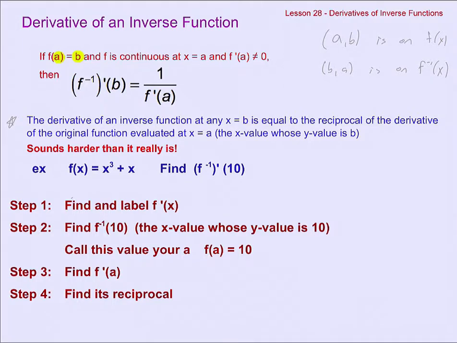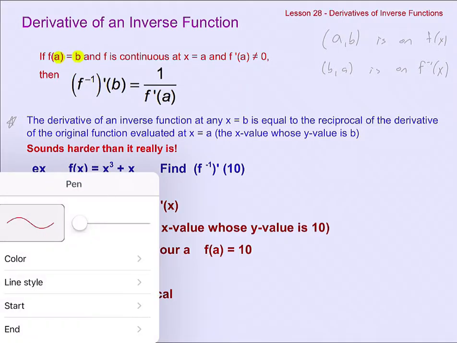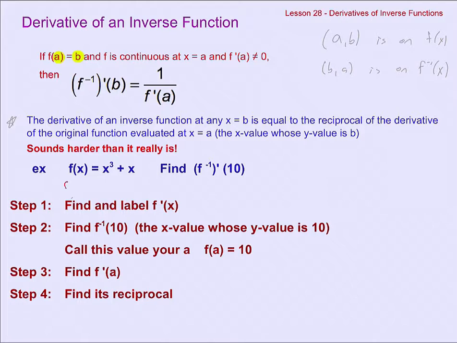So here's our process. We're going to start by finding and labeling f prime of x. If f of x equals x cubed plus x, then f prime of x is 3x squared plus 1. No tricks there, just the derivative using the power rule.